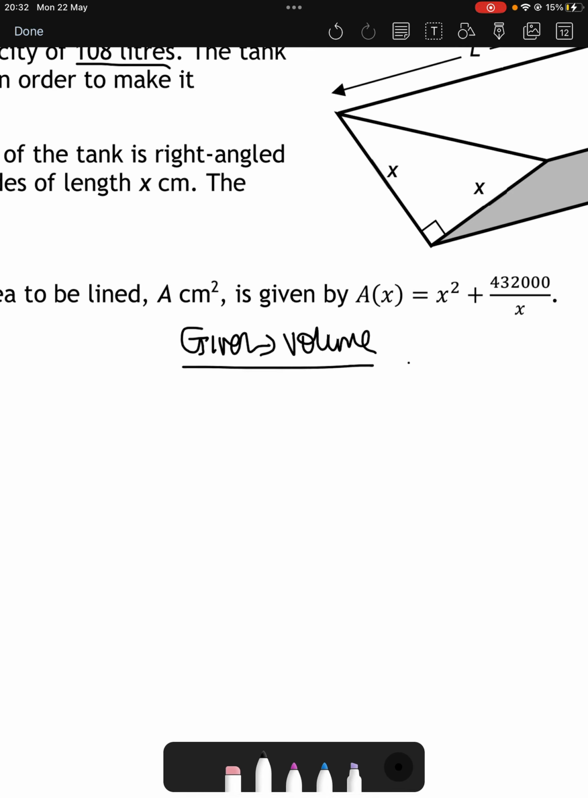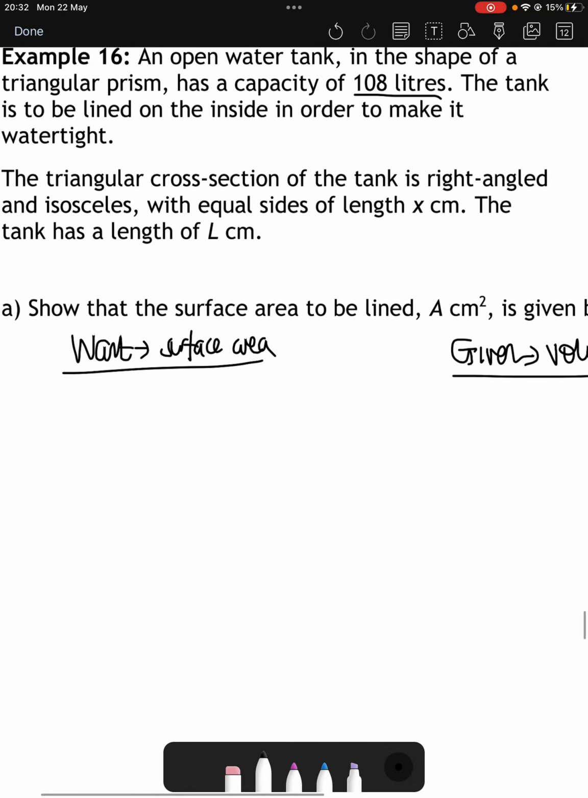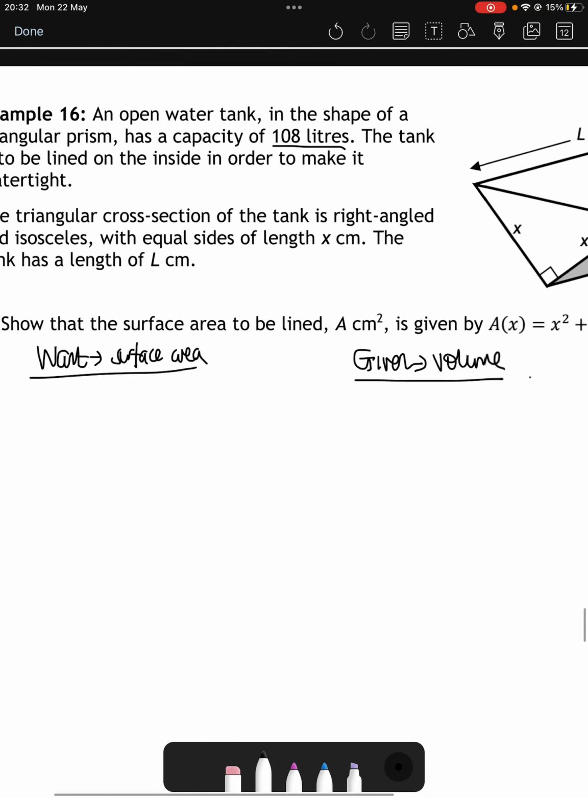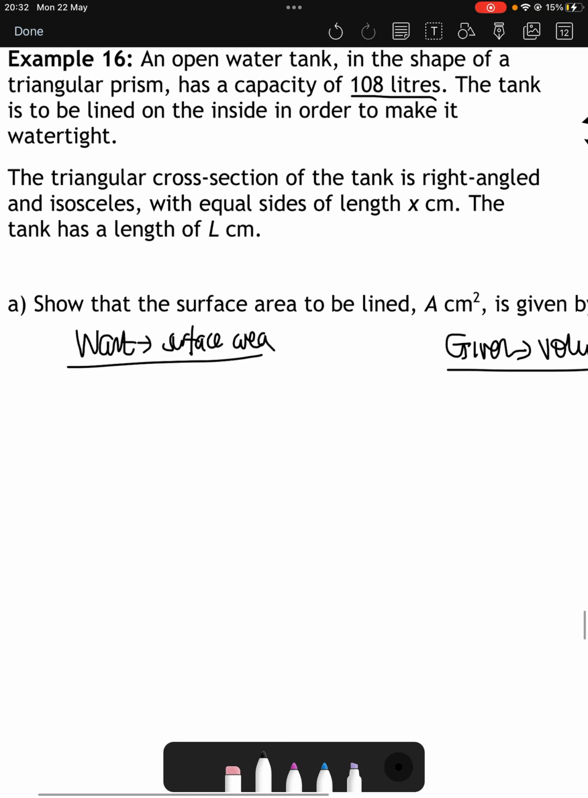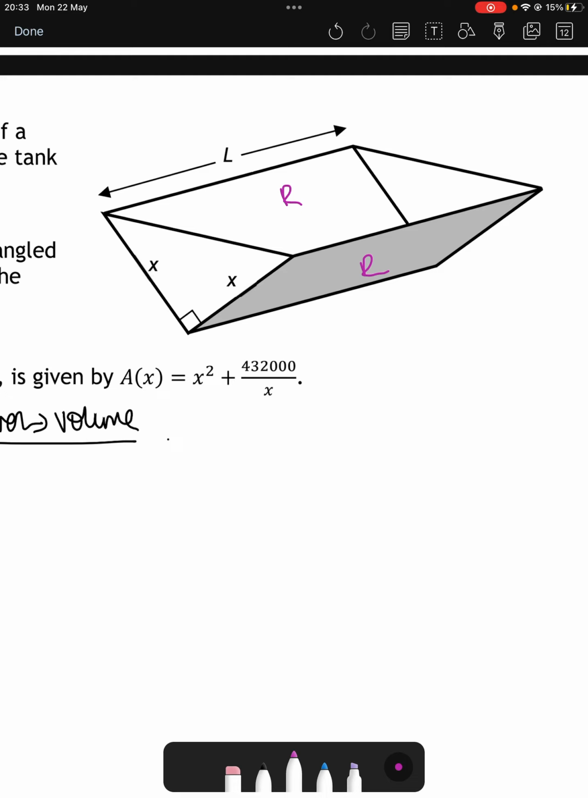So how is that going to help us? Right. So what does the surface area mean? Well, the surface area obviously means the area of the surfaces. So what are our surfaces? Well, we have two rectangles, there and there, which we're going to need to do length times breadth for. We know that obviously the length is L and the breadth is X. And we have two triangles at the front and the back.